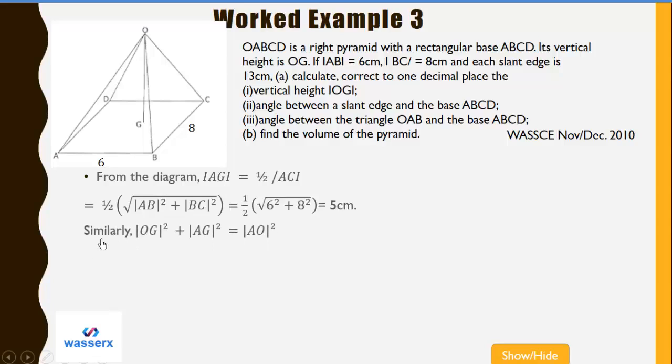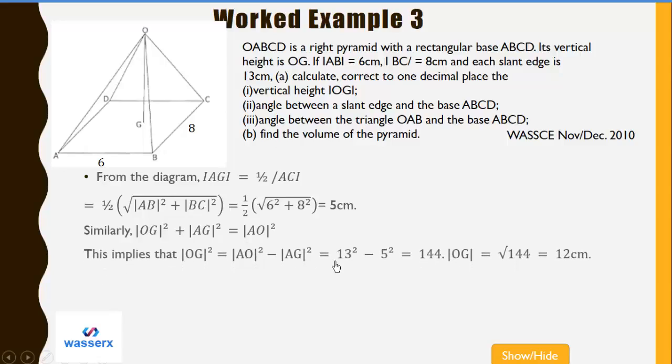Next, we are supposed to find OG, the vertical height. So we know OG squared plus AG squared is equal to AO squared. And we're given these values, so we sub in to obtain something like this. Then we make OG the subject to obtain 12 centimeters.